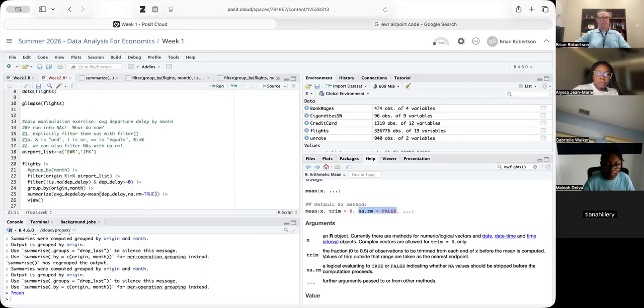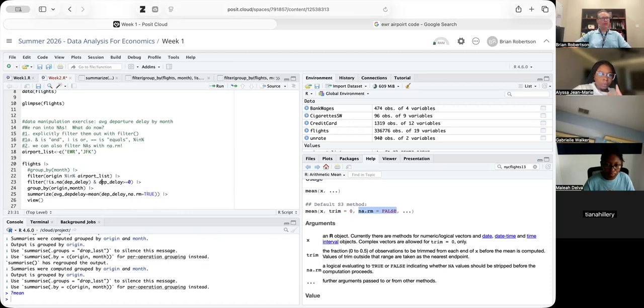And in R, TRUE and FALSE are all caps, with no quotes around them, just TRUE or FALSE. This is what's called a reserved word in R. So TRUE and FALSE have special meaning in the R language.